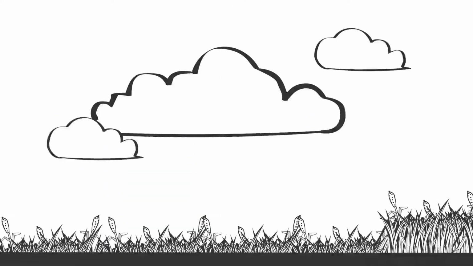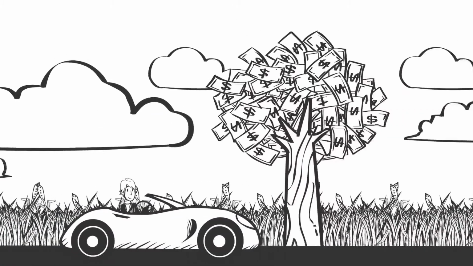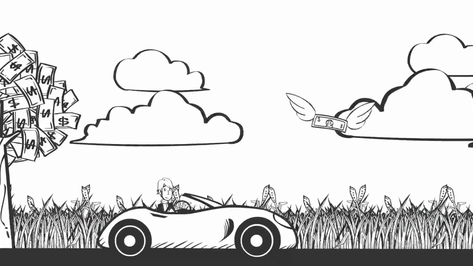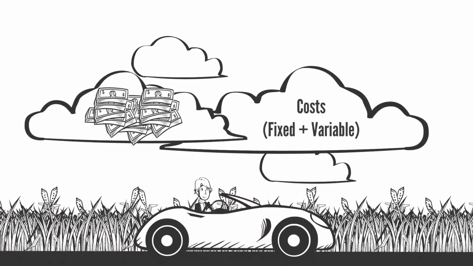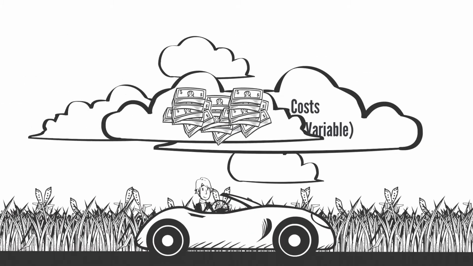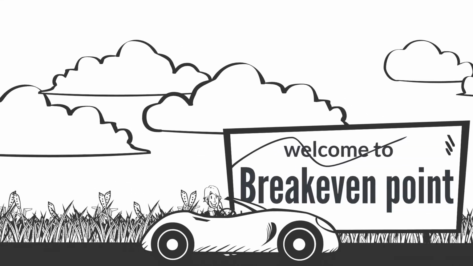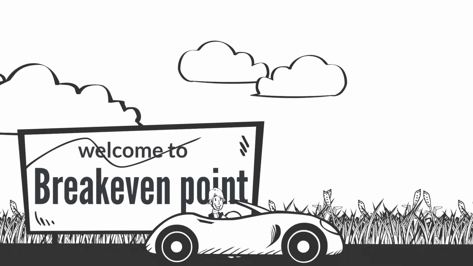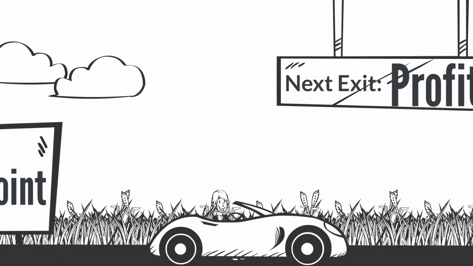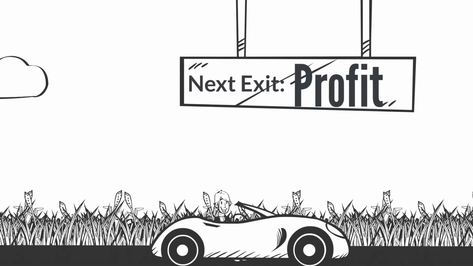The break-even point formula helps us figure out how much money we need to make in order to cover all of our costs, both fixed and variable. That is the break-even point. Then, once we pass the break-even point, all the money that's left over is the money that the firm gets to keep. That's the profit.